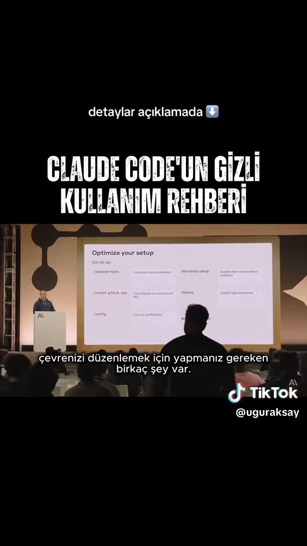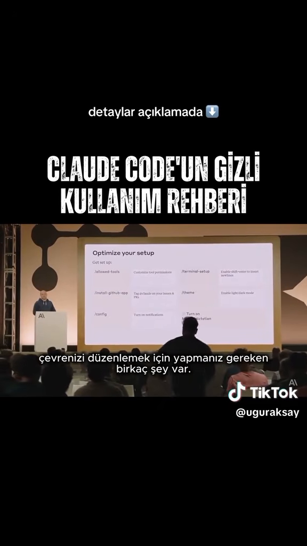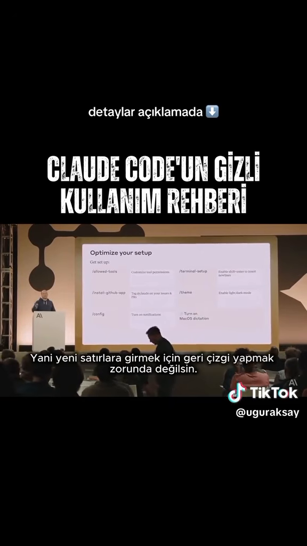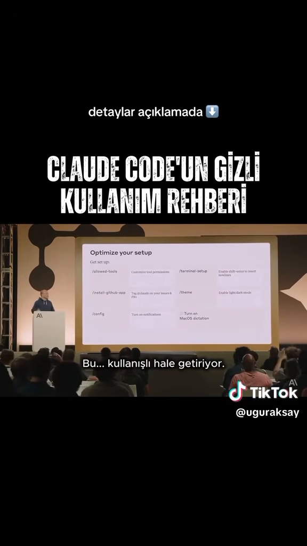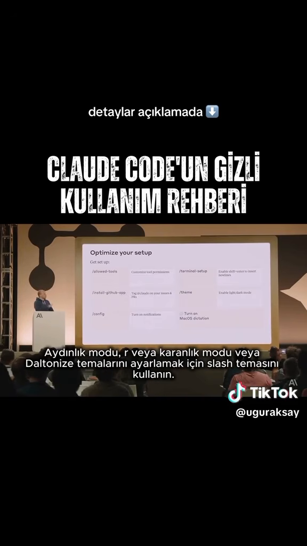We recommend doing a few things to get your environment set up, and these are pretty straightforward. So run terminal setup. This will give you Shift-Enter for new lines, so you don't have to use backslashes to enter new lines. It makes it a little bit nicer to use. Do /theme to set light mode or dark mode or Daltonize themes.